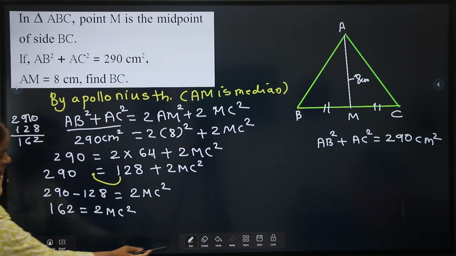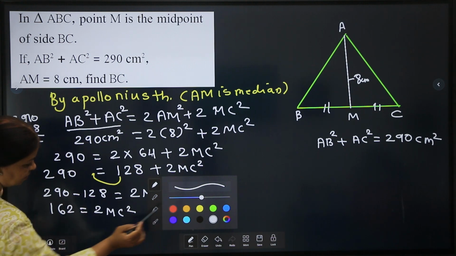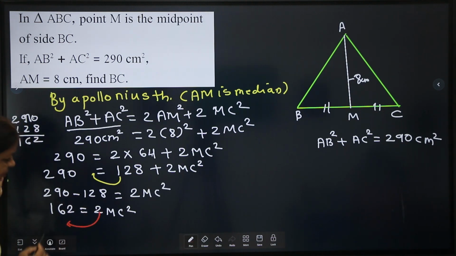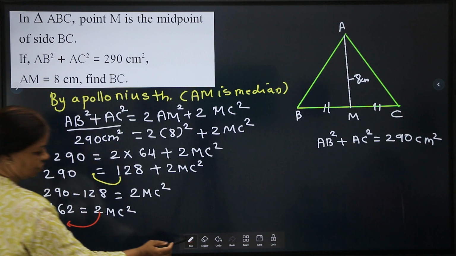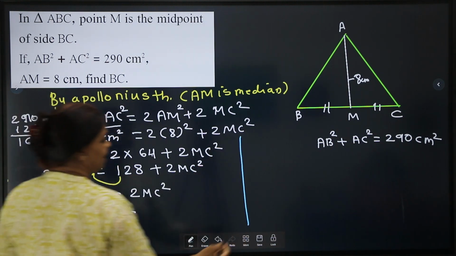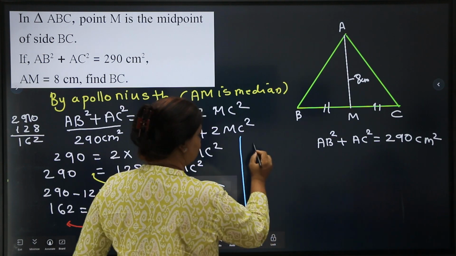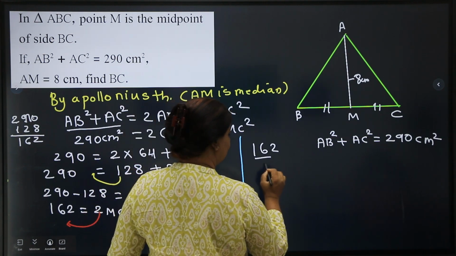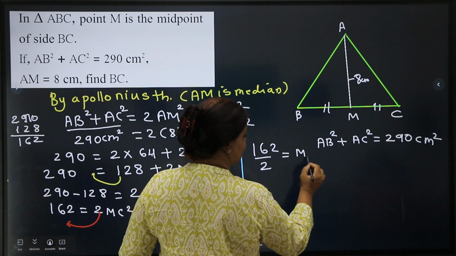Now 2 will come down here, children. 2 is going to come down here and will divide 162. What will it be? It will be 162 upon 2 is equal to MC square.